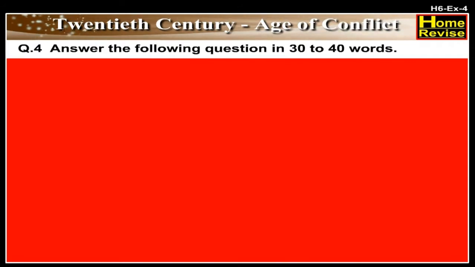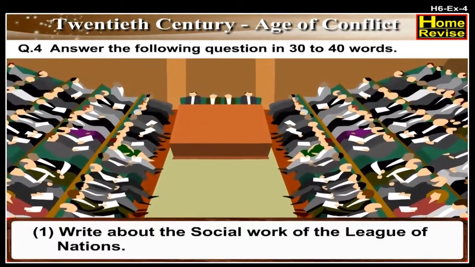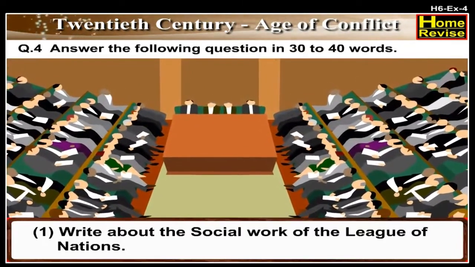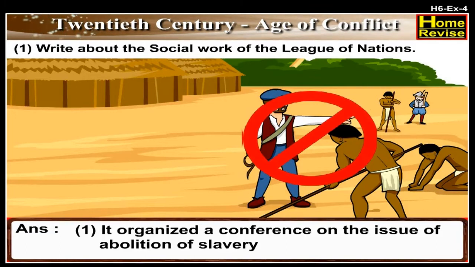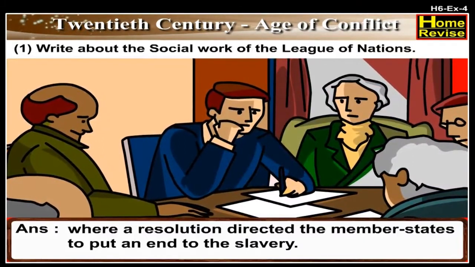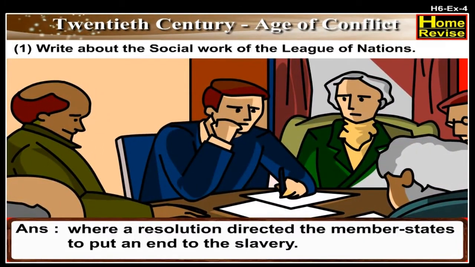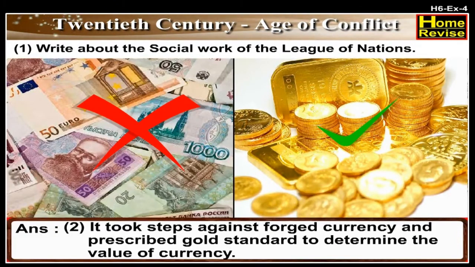Question 4. Answer the following question in 30 to 40 words. 1. Write about the social work of the League of Nations. Answer. 1. It organized a conference on the issue of abolition of slavery, where a resolution directed the member states to put an end to the slavery. 2. It took steps against forged currency and prescribed gold standards to determine the value of currency.